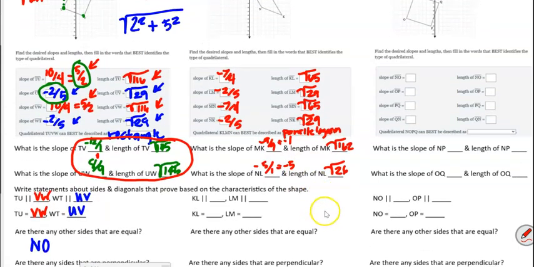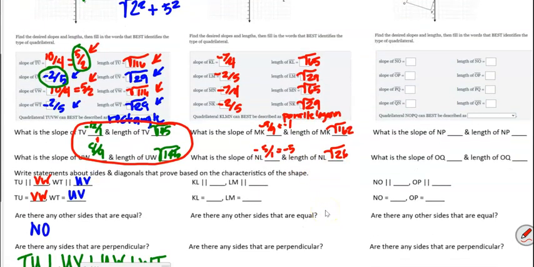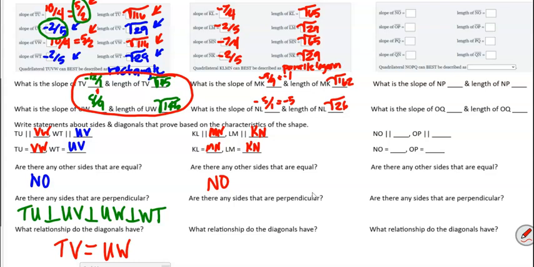Then it asks us about the characteristics of the shapes. So KL, we see, is parallel with MN, and LM is parallel with KN. And those are also equal, right? MN is equal to KL and LM is equal to KN. And it says, are there any other sides that are equal? The answer is no. And that would be because it would have been a square or a rhombus. Are there any sides perpendicular? The answer again is no.